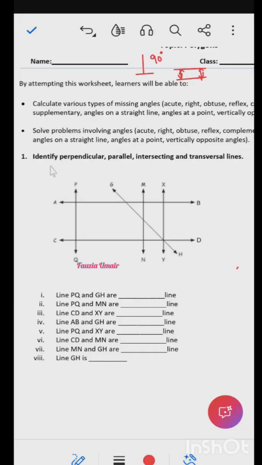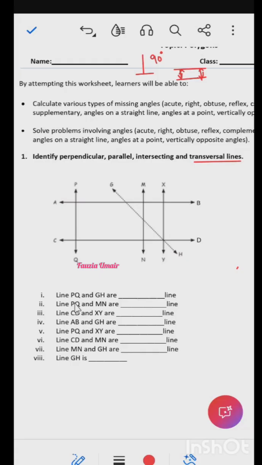So intersecting lines, what does that mean? Ma'am, when two lines cross each other. Very good. And transversal lines are not actually in your syllabus. This is very important, but it is not in your syllabus right now. So we will see if we need it, and then I will tell you; else you do not need to know what transversal lines are. Okay.